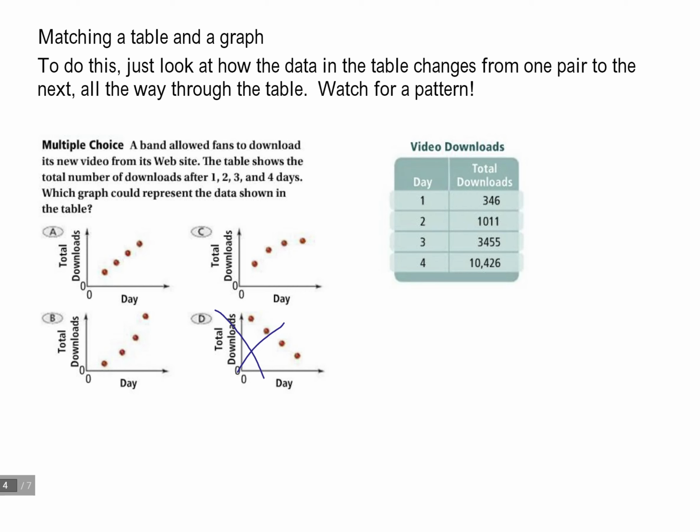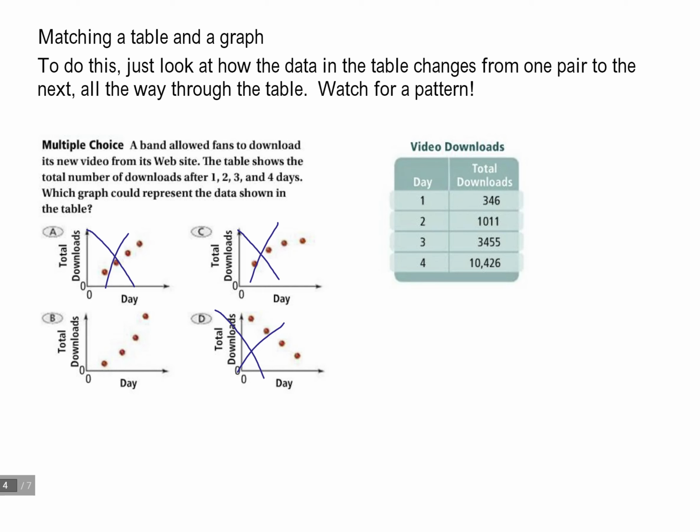Are we changing by the same amount each day? If we are, then that's going to look like a line with our dots. And we're not. We're changing by more and more each day. So it's definitely not A. Is C showing more and more each day, or is it showing growing but by less and less each day? C is showing growing but by less and less each day. So it's not C. B is showing growing by more and more each day.